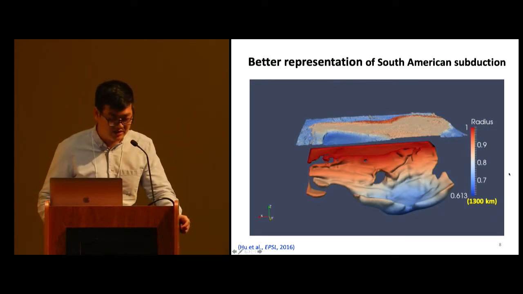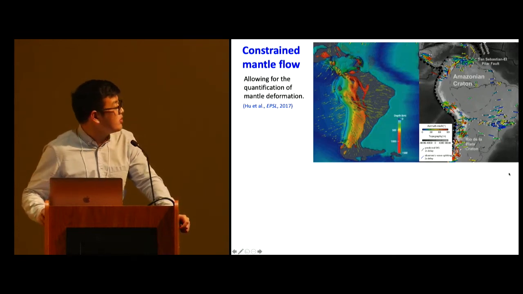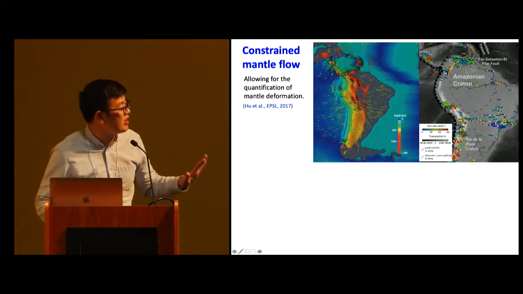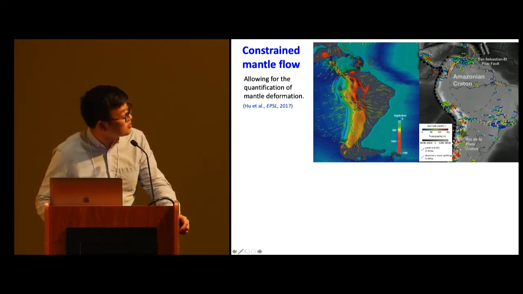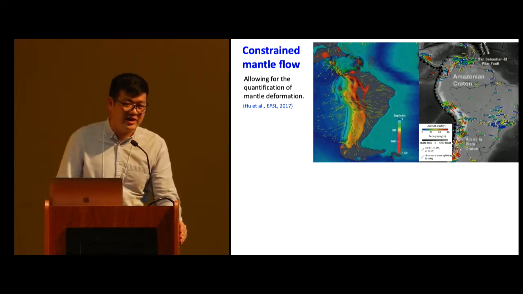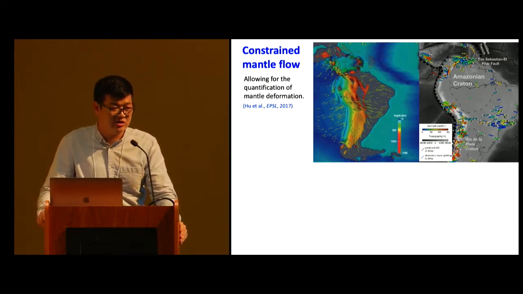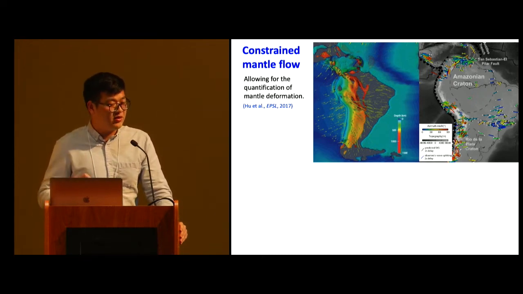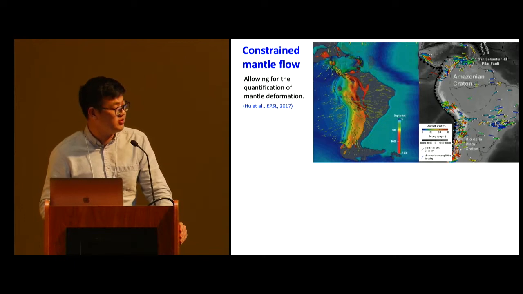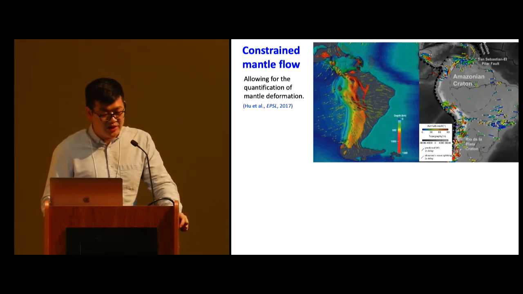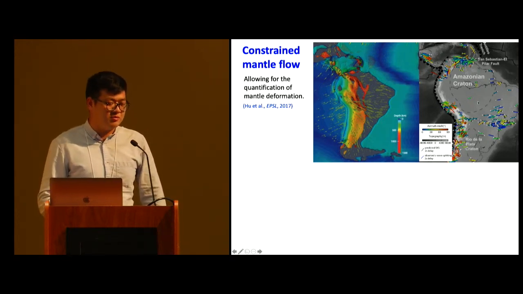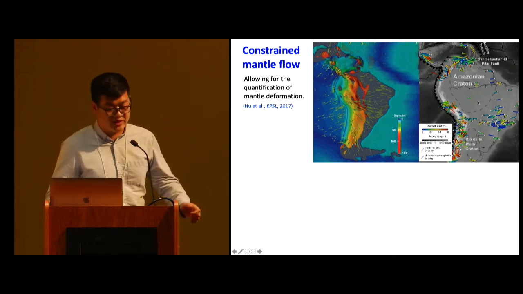So we also look at the mantle flow field beneath South America. In the central panel, this is a map view of our modeled mantle flow field. In seismology, there is a kind of observation called seismic anisotropy, which is a good indicator of mantle flow direction. Based on our modeled mantle flow field, we calculate the seismic anisotropy beneath South America. When compared to the observation over the entire South America, the match between our prediction and the observation is pretty good, which means we have a constrained mantle flow.